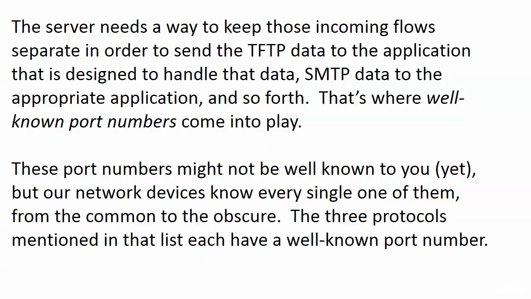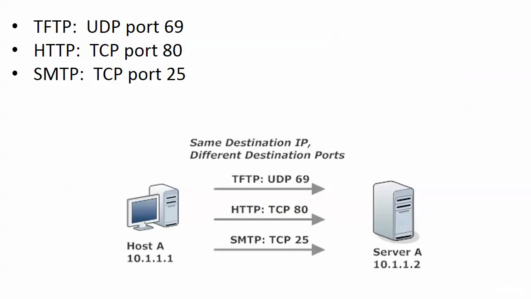Now, well-known, of course, that's a pretty relative term, and they may not be well-known to you yet, and you're not expected to memorize all of the hundreds that exist. But our network devices know all of them, from the common to the obscure. And the three protocols that were mentioned in that previous screen each have a well-known port number of their own. TFTP always runs on UDP port 69. HTTP always runs on TCP port 80. SMTP always runs on TCP port 25.